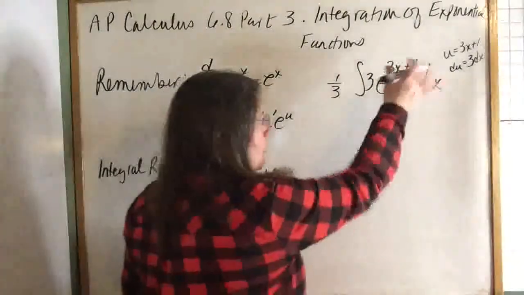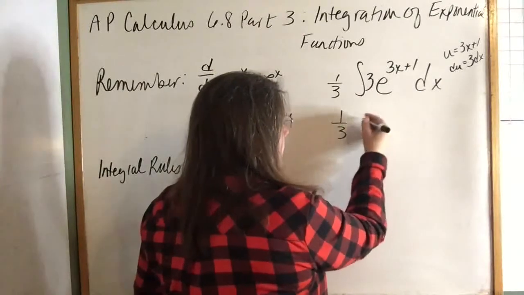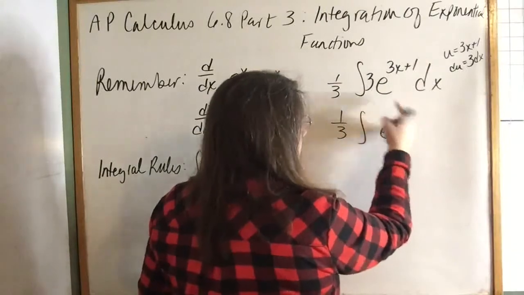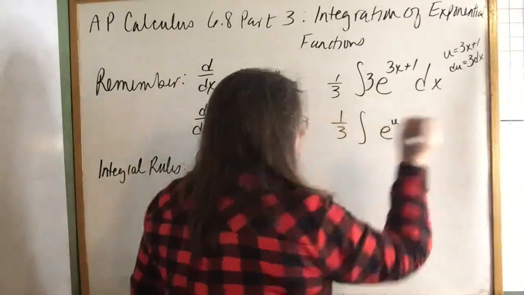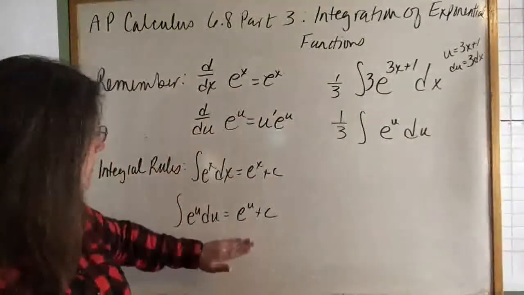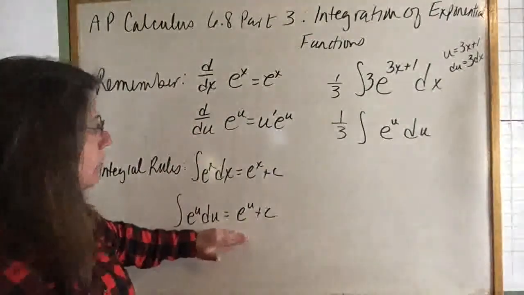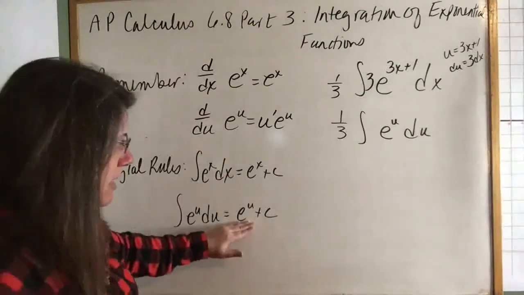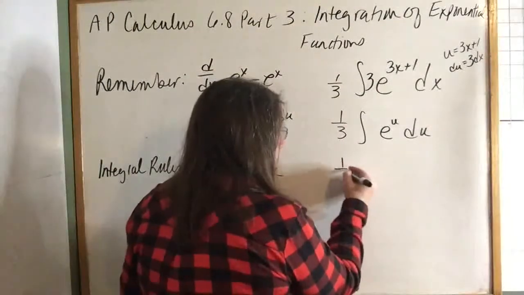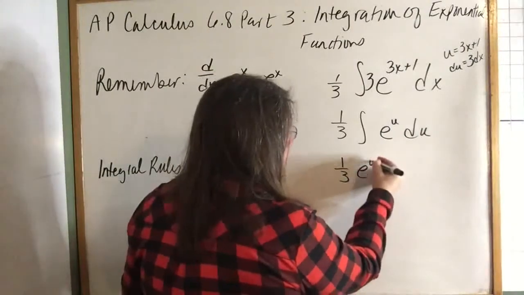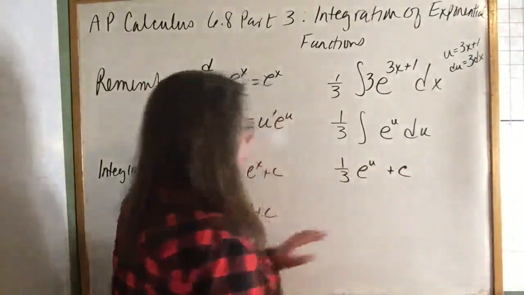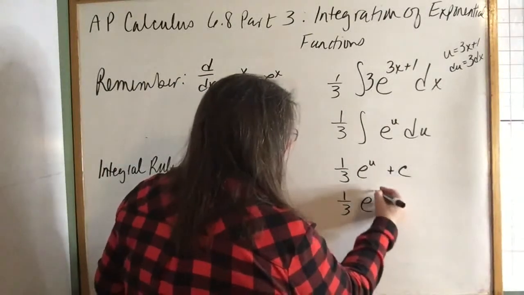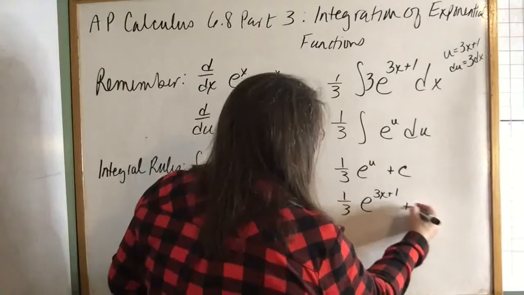So if I do this and do my u-substitution, I keep the 1/3 on the outside. That's e to the u. 3 dx is my du. And now this looks just like my integral rule. And so the integration of e to the u du is just e to the u. So I've got the 1/3 e to the u plus c. And then I resubstitute my u back in. So I've got 1/3 e to the 3x plus 1 plus c.